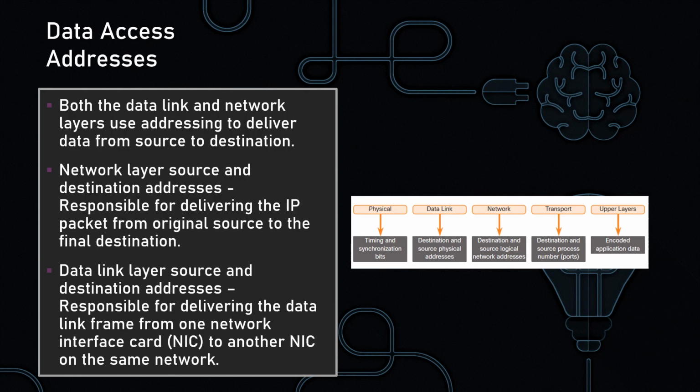Both layers 2 and 3 deal with addressing to deliver data from the source and destination. So the layer 3 source and destination addresses are dealing with the IP packet moving from its original source to its final destination. That's the network layer. So whenever you hear about layer 3 transitions or layer 3 switches or things like that, you're talking about the network layer. That's IP translation rather than dealing with layer 2 switches, which would be MAC address translation, local traffic only. Data link layer source and destination addresses just deal with moving things from one network interface card to another on the same network.